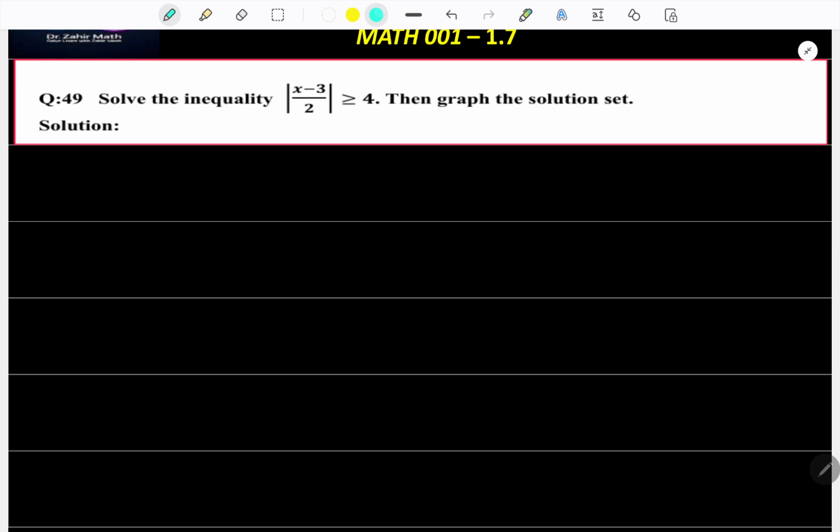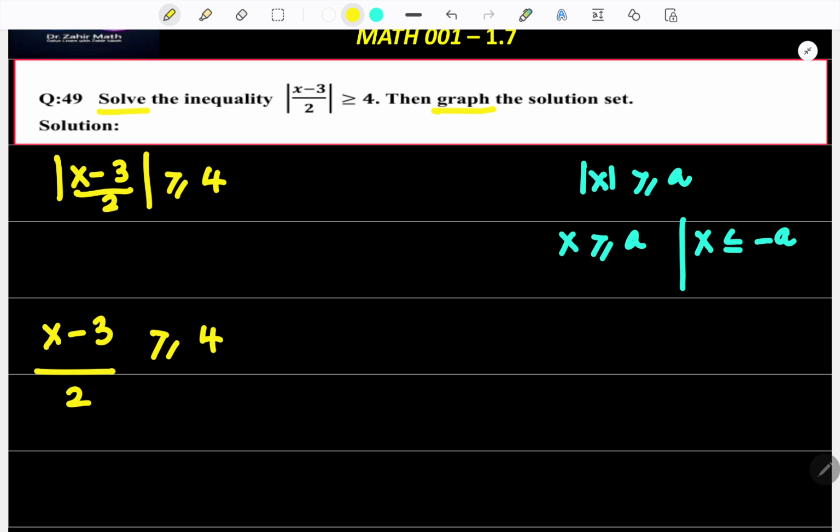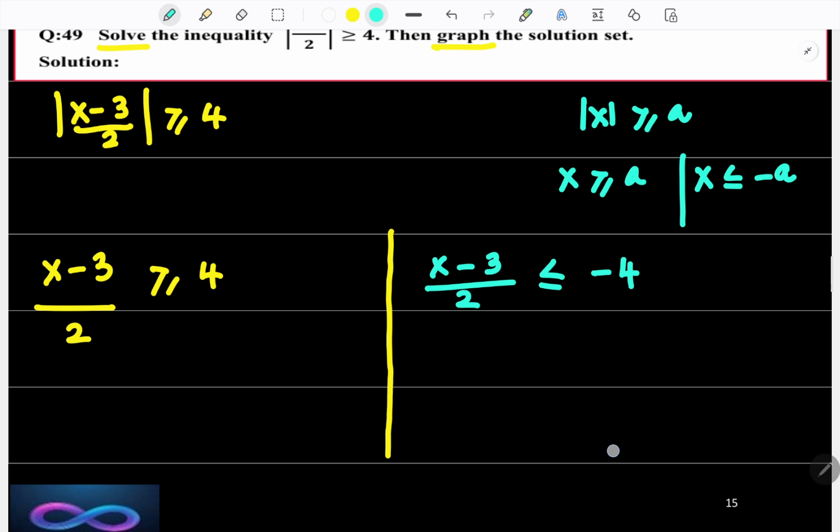Let's do one more question, which is same we did. You remember just now I gave you one rule. Absolute value of x more than or equal to a means what? x is more than or equal to a and x is less than or equal to negative a. Just now I told you. So let me do this question. Absolute value of (x minus 3) by 2 is more than or equal to 4, solve and graph. So two situations we have. The first situation is (x minus 3) by 2 is more than or equal to 4. And the second situation is (x minus 3) divided by 2 is less than or equal to negative 4.